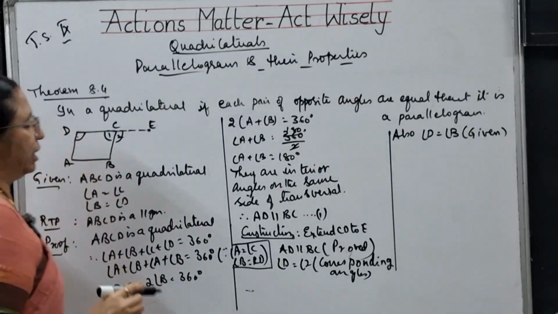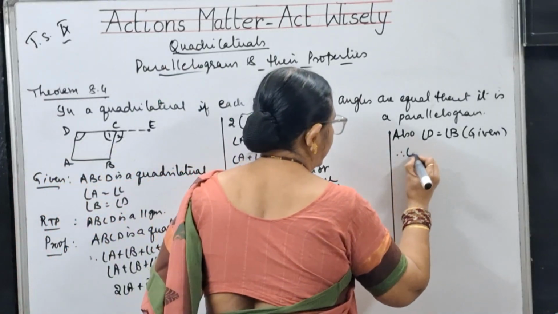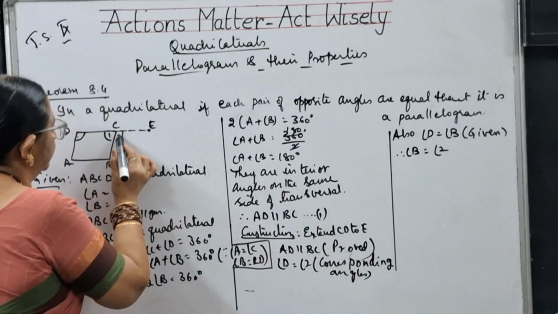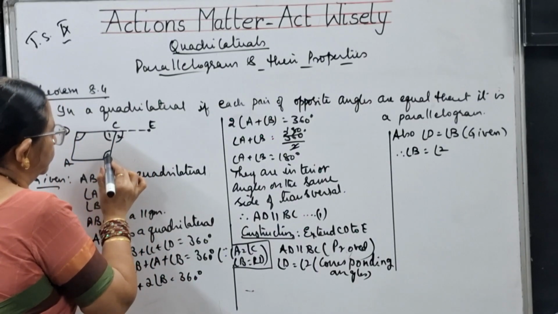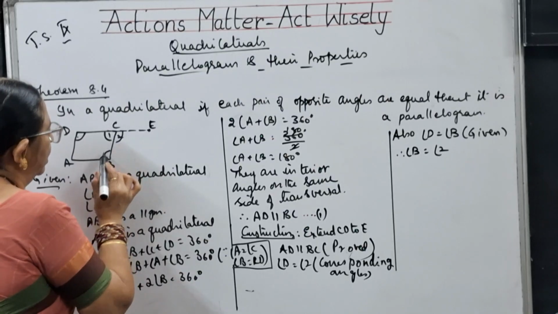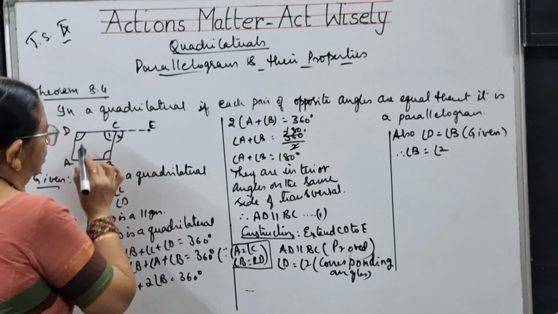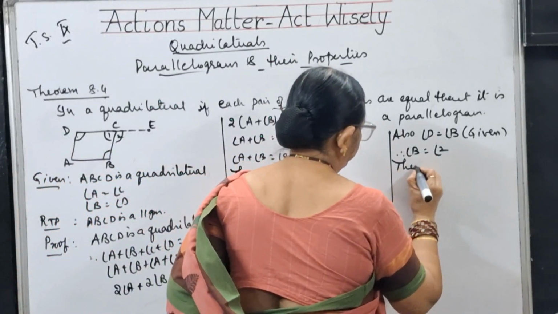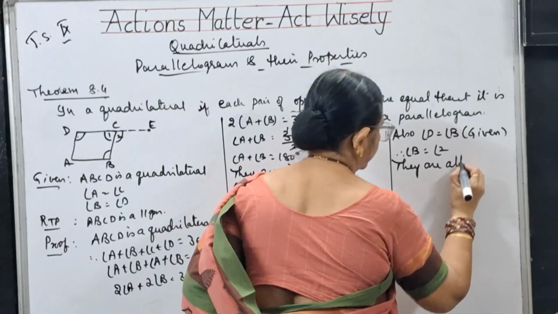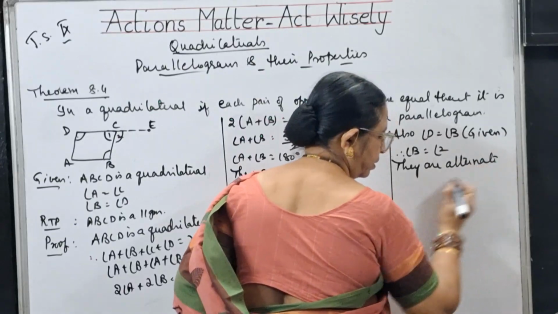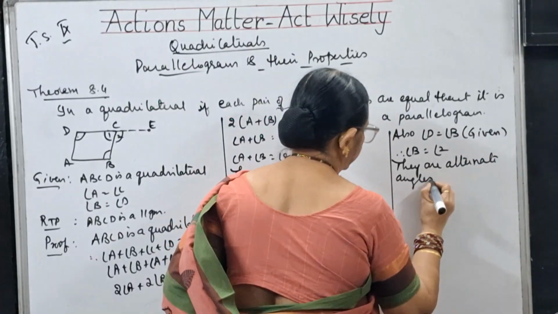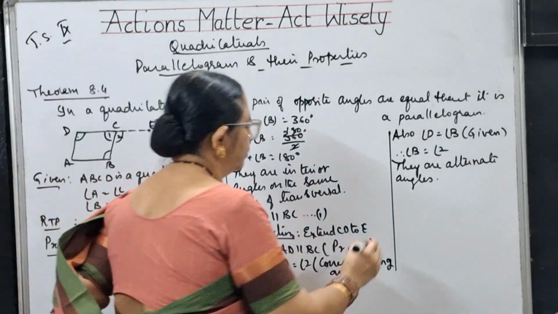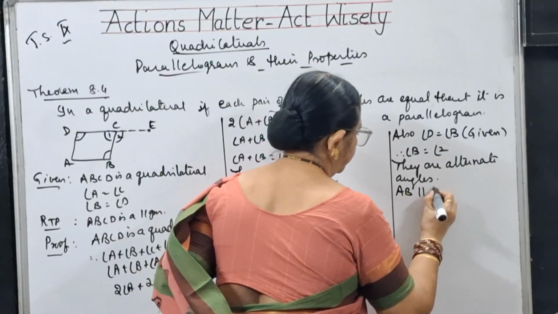That means what? Angle B. Therefore, angle B is equal to angle 2. What type of angles are these two, angle B and angle 2? They are alternate angles for these lines, CD and AB. Since they are alternate angles, we can say that AB is parallel to CD.